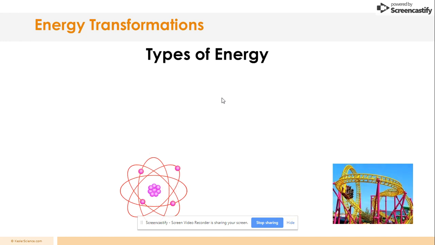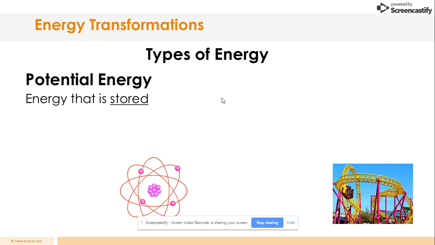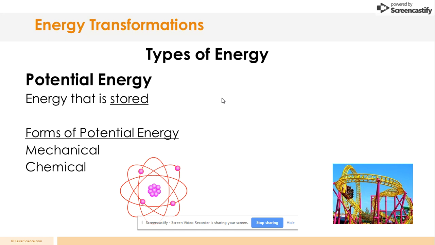So what are our different types of energy? Well, we have some categories that we can put them in. One category is called potential energy. This is energy that is being stored. It has the potential to do something. So some forms of potential energy include mechanical, chemical, nuclear, and electrical.